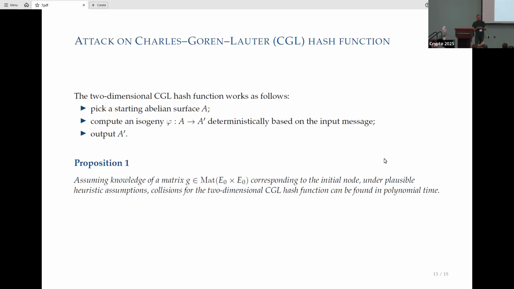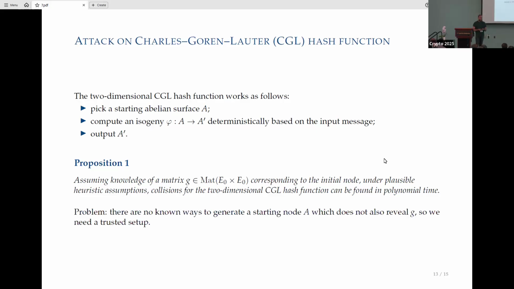Now you may think, well, that's the hard problem, right? You don't have to have this knowledge. Why can't you just write down an abelian surface for which we don't know the G? This is actually a hard problem in isogeny-based cryptography. We cannot do this. We need a trusted setup. Anytime you want to create a supersingular elliptic curve or a superspecial abelian surface, we will know, in the elliptic curve case, its endomorphism ring O, or in this case, the 2x2 matrix G. There are no known ways to find the starting node for which we don't know the G, unfortunately.